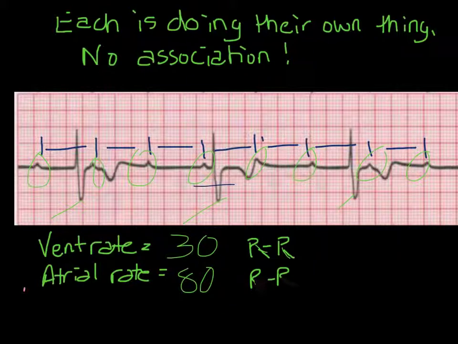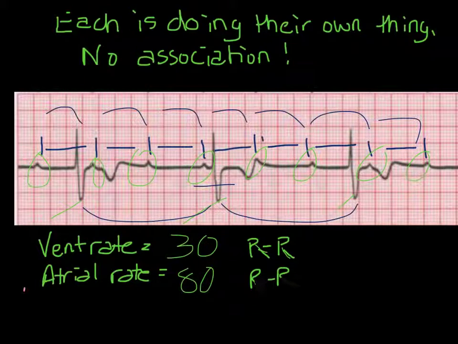So if you look at what you have there, you have your consistent P's coming all the way across, and you have your consistent R to R. So that's what we're looking at, two totally different things. This one just happens to fall in front of a QRS complex.